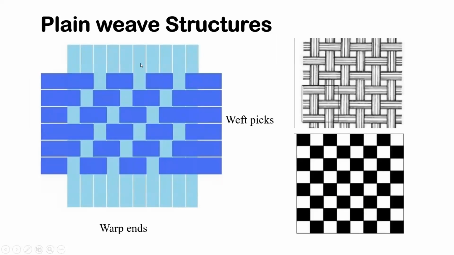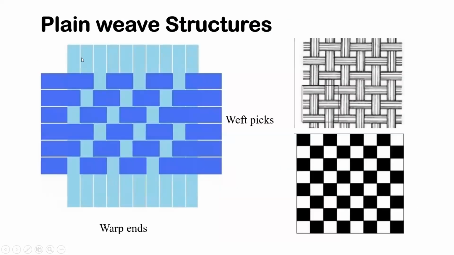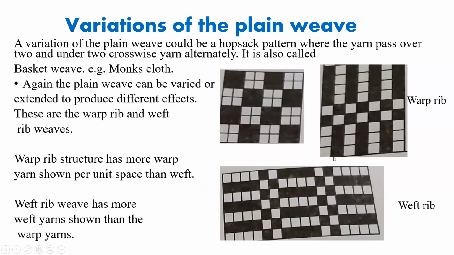So what are the weft yarns and what are the warp yarns? The ones going vertically are called the warp yarns, and the ones interlacing on the horizontal side are called weft yarns. So vertical warp and horizontal weft. That is the plain weave: one up, one down.